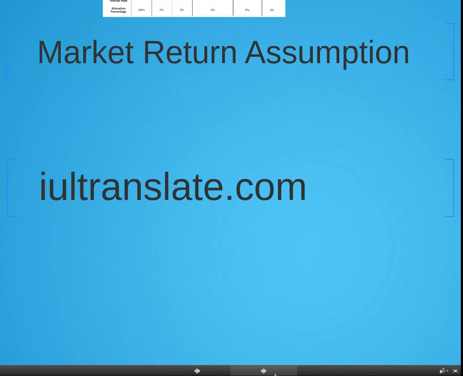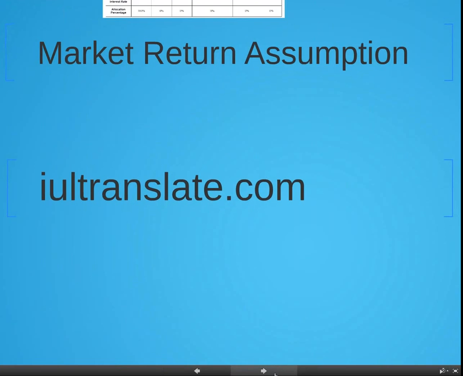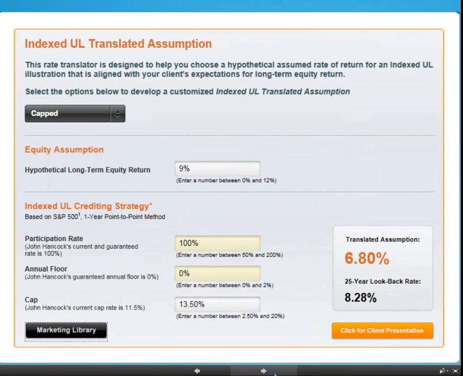The fourth piece here is IULtranslate.com. Any of you can type this in. There's no password required. This is a tool put out by John Hancock, and it really ties all these pieces together and gives you a rate to use. It's very precise. Here's what it looks like when you go there. And so here's that hypothetical long-term equity return. What do you think the S&P 500 is going to return? Let's say 9%. You put that in.